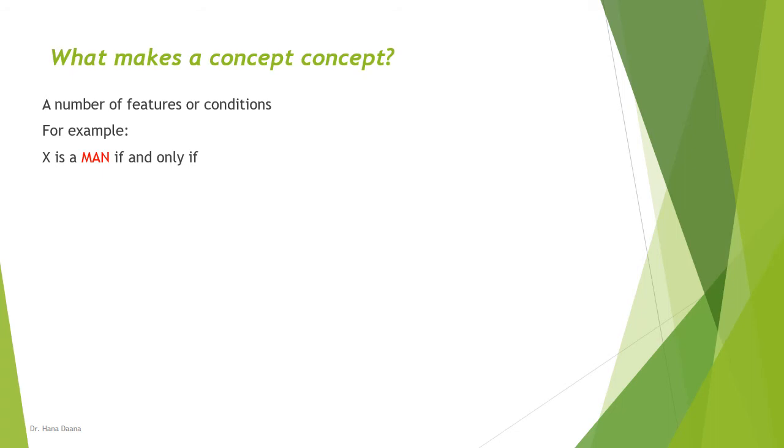X is a man if and only if X is human, X is adult, and X is male. These features are often written between square brackets, just like this. Now, these features can be used to reveal some lexical relations, by the way, and we will be looking at lexical relations in our coming session. But let's take the following as examples.